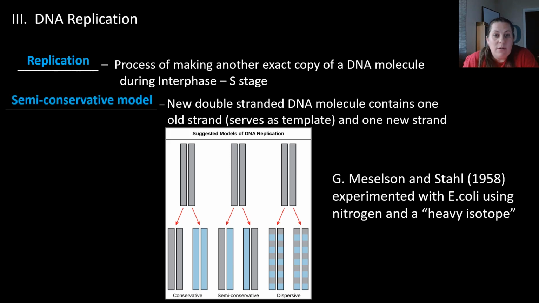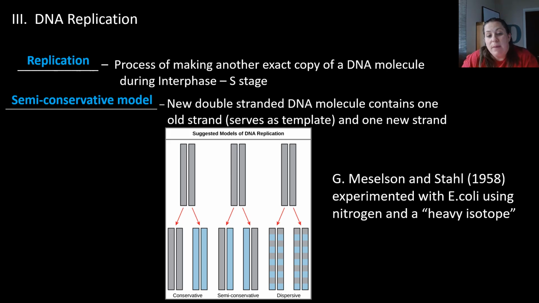Now, there were several models that they were looking into, and Meselson and Stahl in 1958, they finally did an experiment with E. coli using nitrogen and a heavy isotope that helped prove which one of these actually works. The first one was the conservative model, where they said the old DNA just gets made into new, so the two old are together and the two new are together.